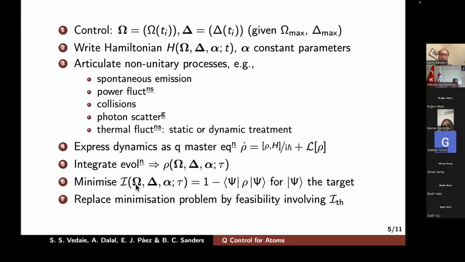And so we want to minimize the infidelity and do a search over omegas and deltas such that we can minimize. So we're searching over a pair of vectors to find a solution that delivers us minimum infidelity, but we don't actually do that. We replace it by the feasibility problem. So we introduce a feasible infidelity threshold value, and then we halt the computation when the infidelity reaches the required bound.